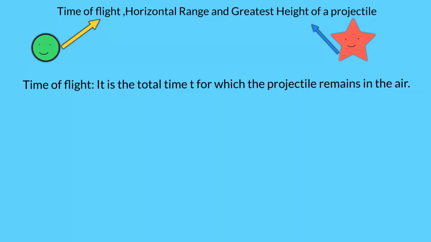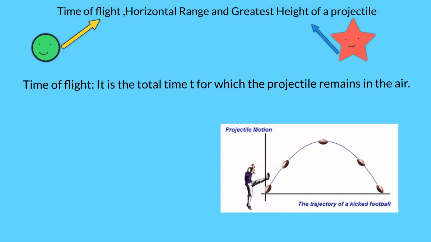Like you take the figure, this one, and say this point is O and this point is A and this point is B on the ground. So the time of flight is from this O to B. This time taken by the projectile is called its time of flight.